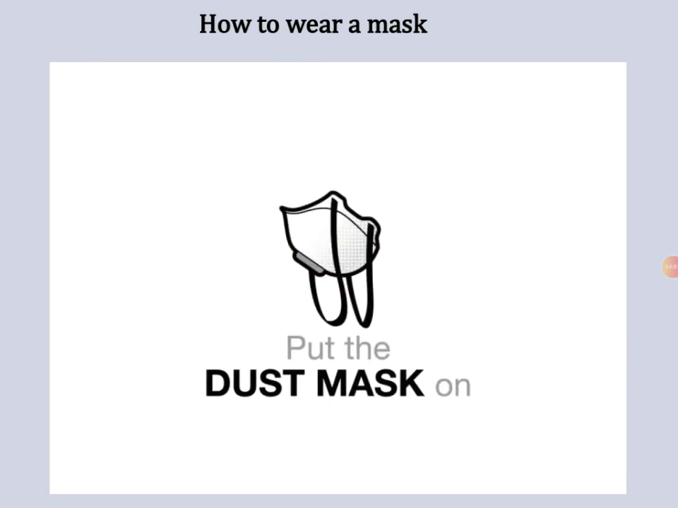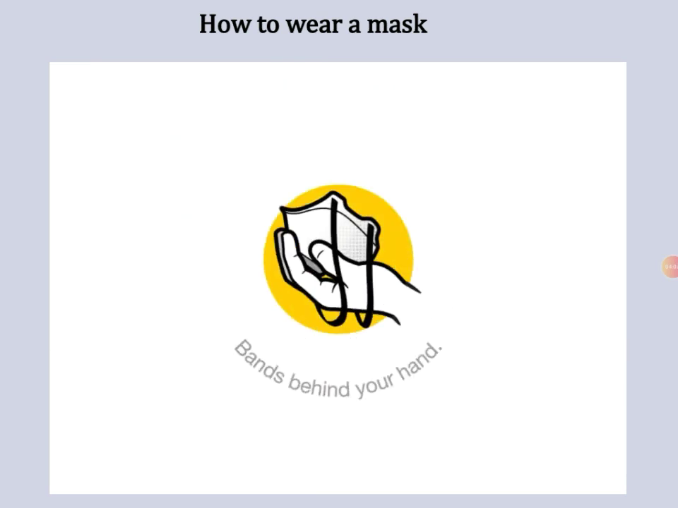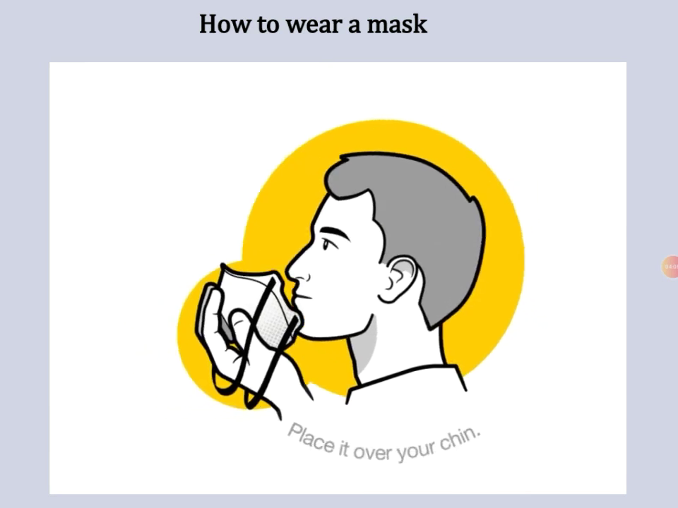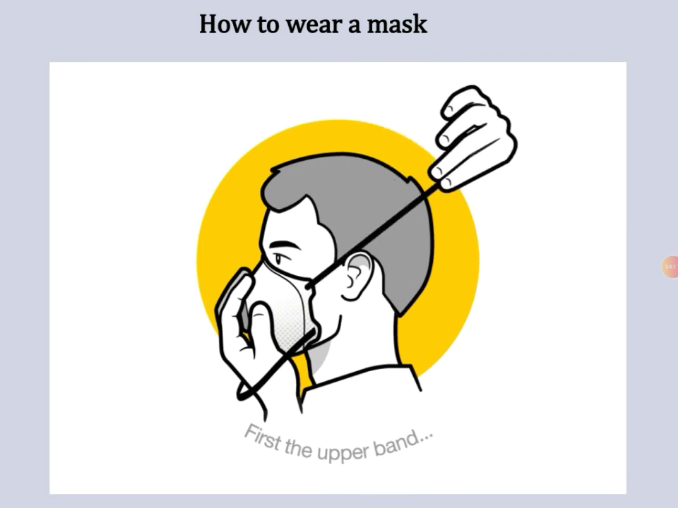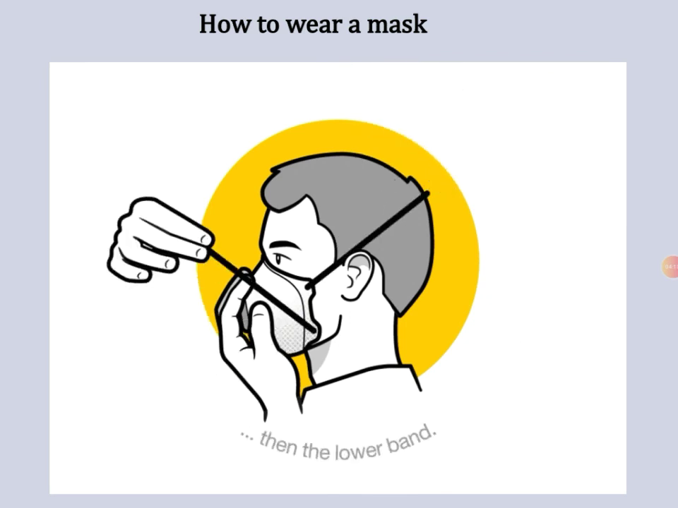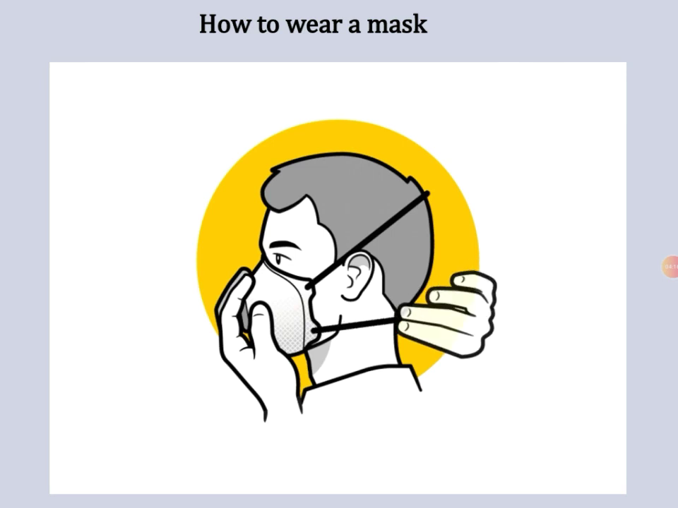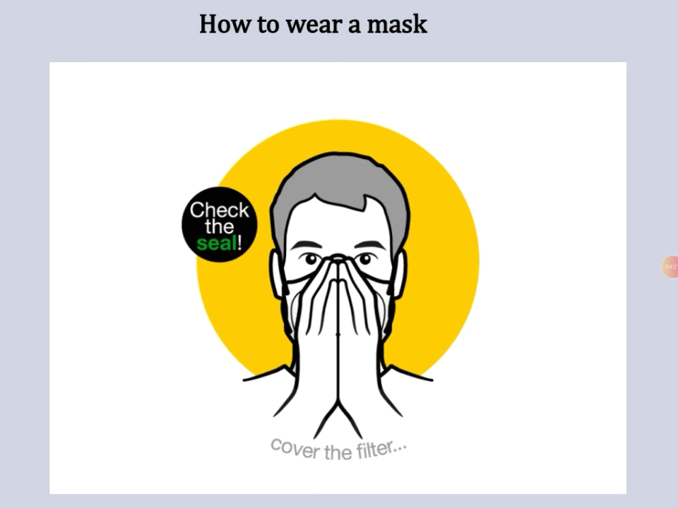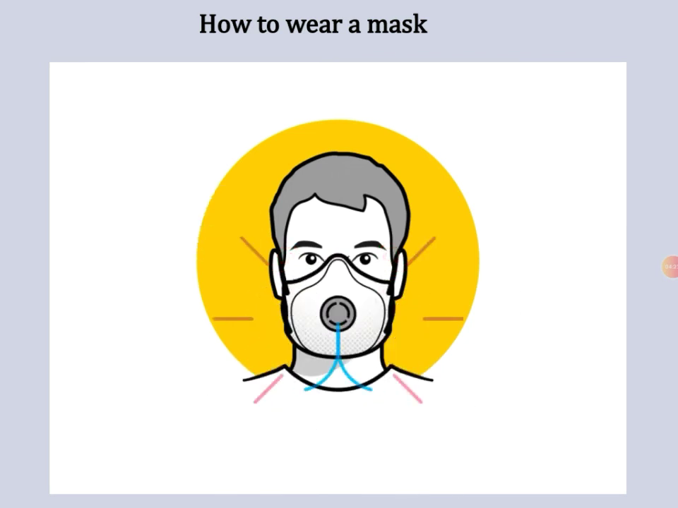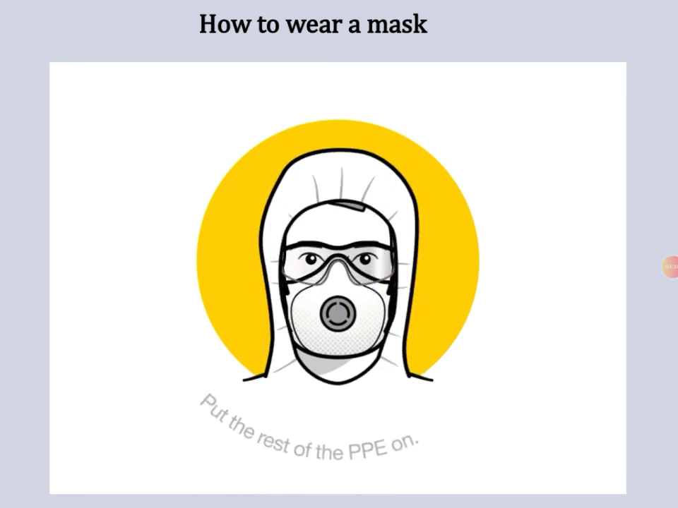How to wear a mask? Put the dust mask on with the bands behind your head. Place it over your chin. First the upper band, then the lower band. Check the seal. Cover the filter. Exhale and inhale. No air must pass through the seal. Put the rest of the PPE on.